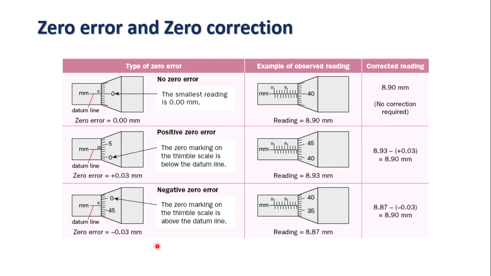8.87 minus 0.03, and minus would be plus, so 8.87 plus 0.03 will be 8.90 millimeter.